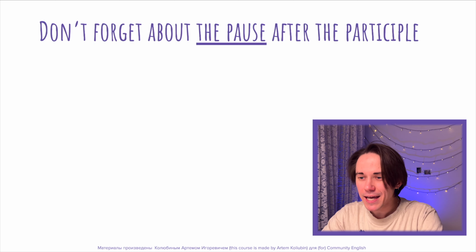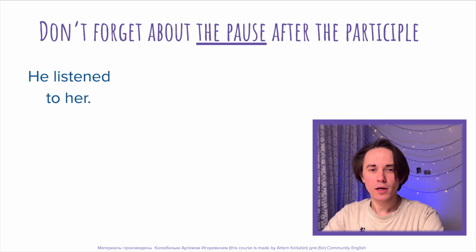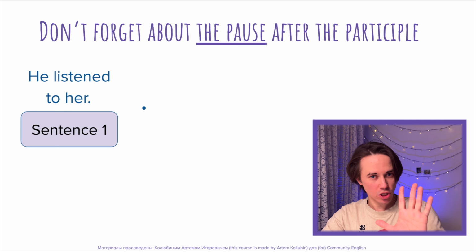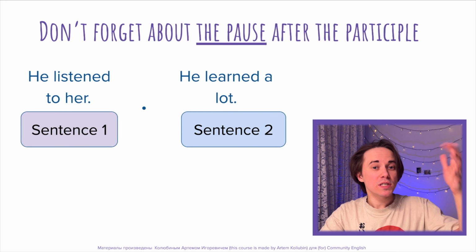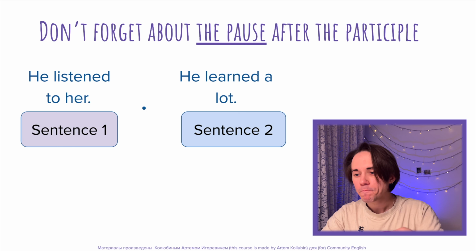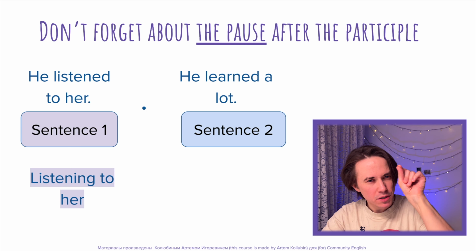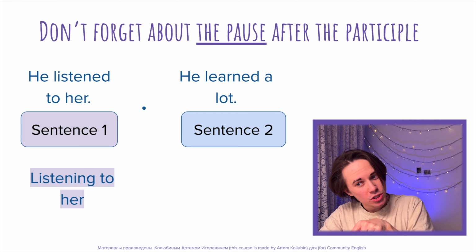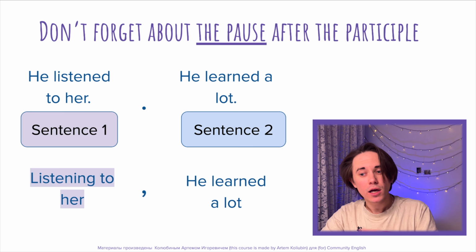So in the same way, when you have a participle, like "He listened to her," we say one sentence, "He listened to her," sentence one, then we stop, we give it a pause, "He learned a lot," sentence two. So if we have a participle, you would have to make a certain pause. We don't have a period, we would have a comma. But anyway, "Listening to her," comma, and pause, "he learned a lot."